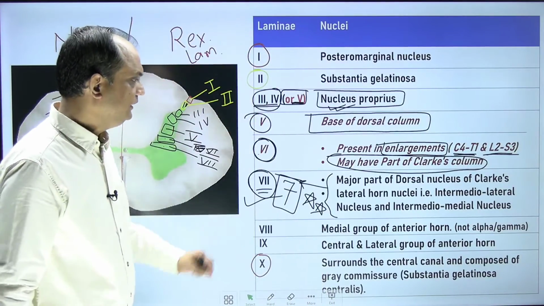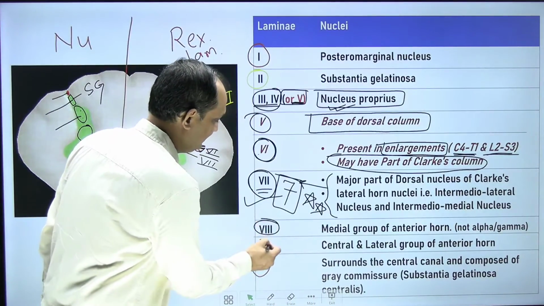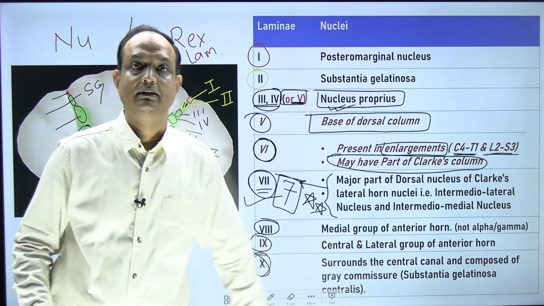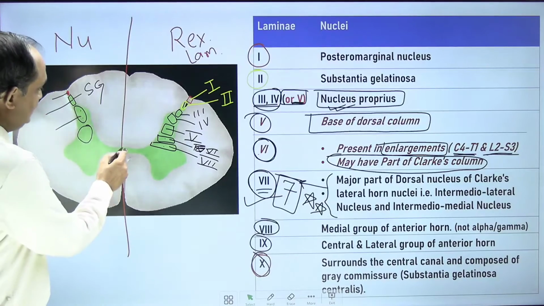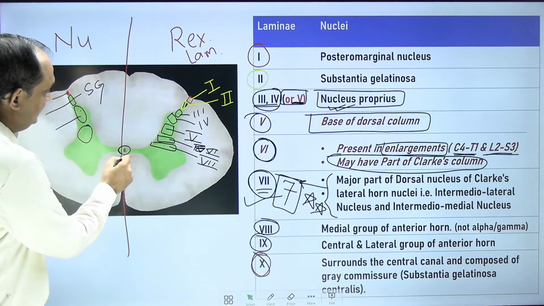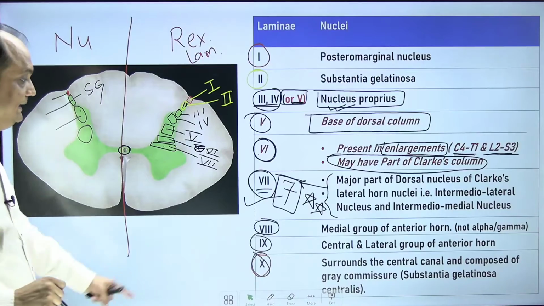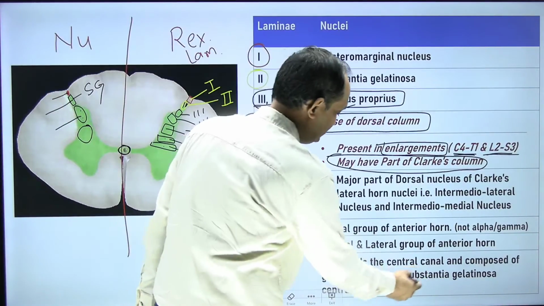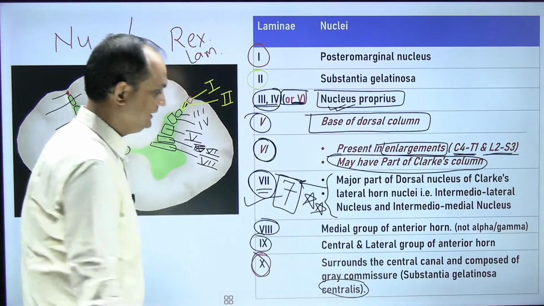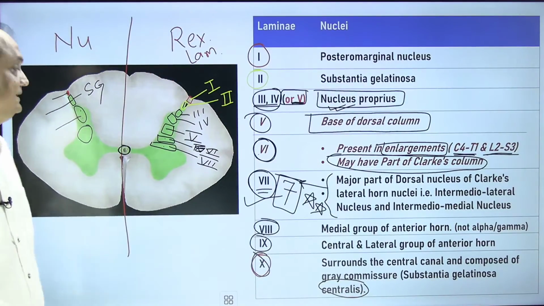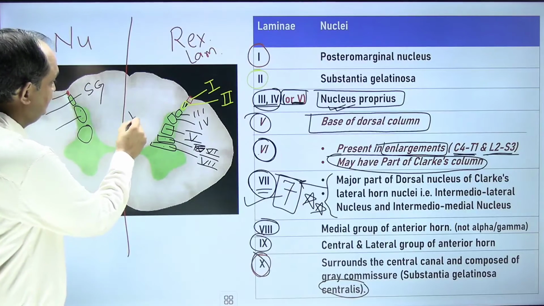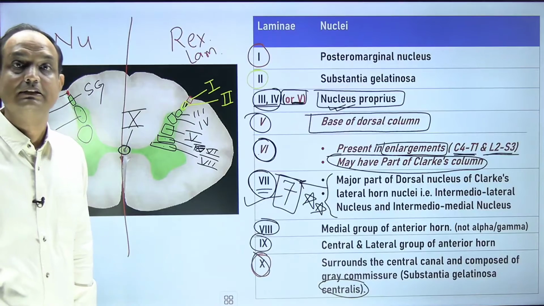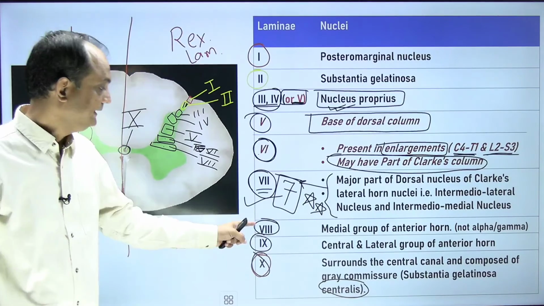Now, we will move to Rexed lamina 8, 9 and 10. First I will tell you about Rexed lamina 10. This lamina is present around the central canal. This area surrounding the central canal is known as substantia gelatinosa centralis. So here you will write Rexed lamina 10, and the area is substantia gelatinosa centralis. Now you are left with 8 and 9.